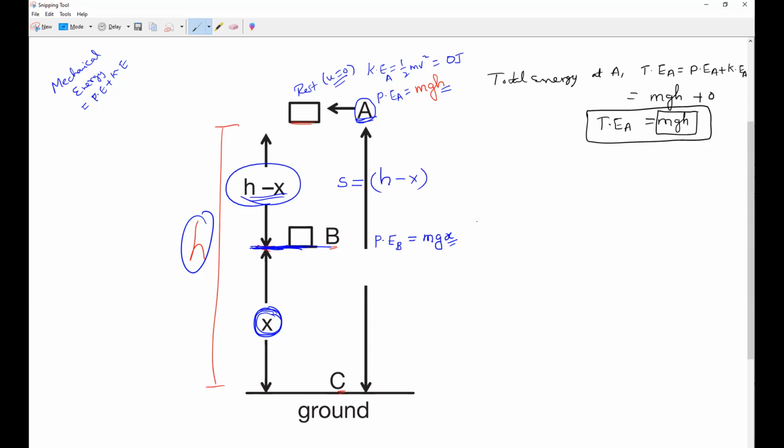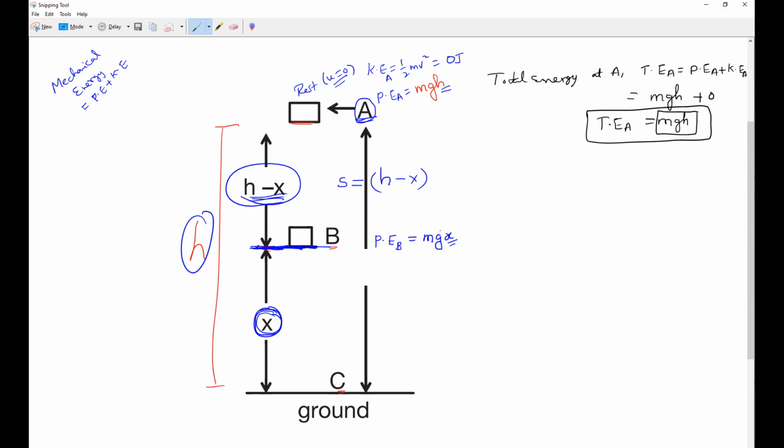Is it okay, guys? Everybody? All of you? At point A the height is H, and the body travels a distance from A to B. How much distance does it travel? H minus X only. Am I right? H minus X. All of you understood?